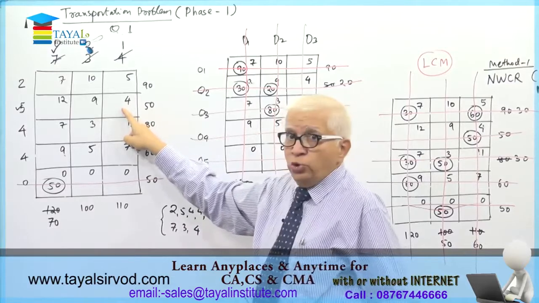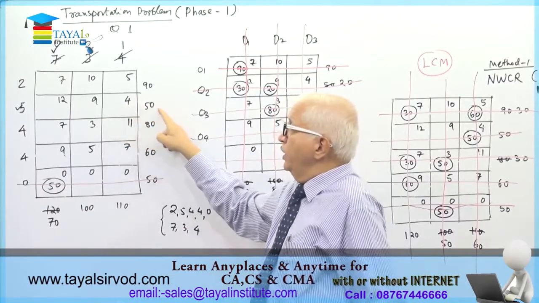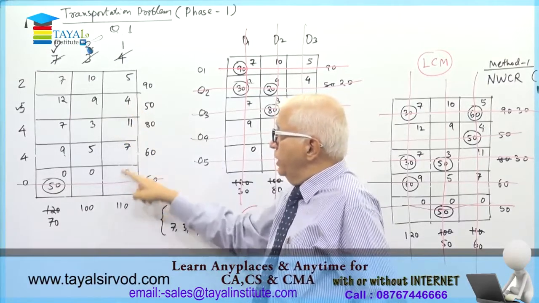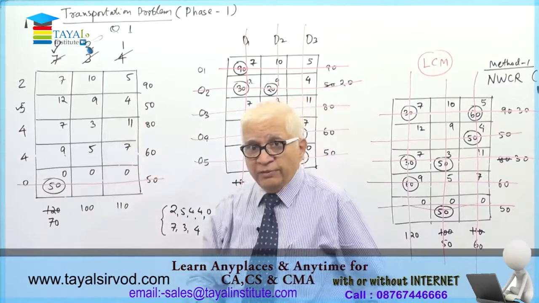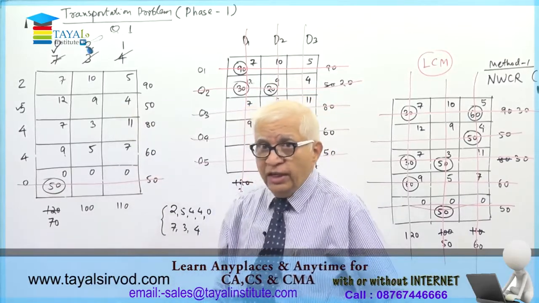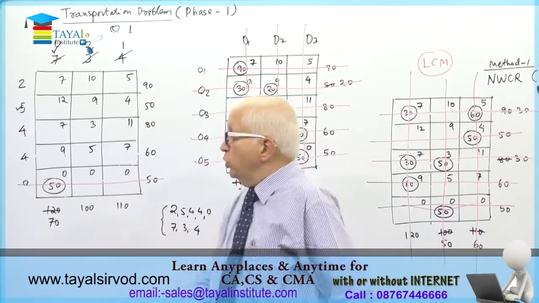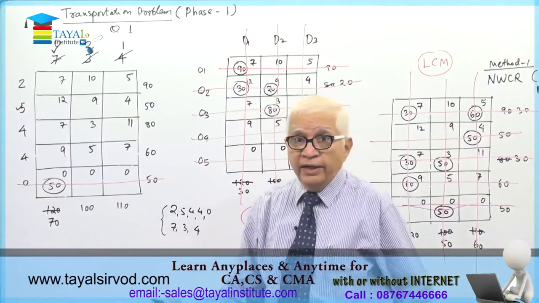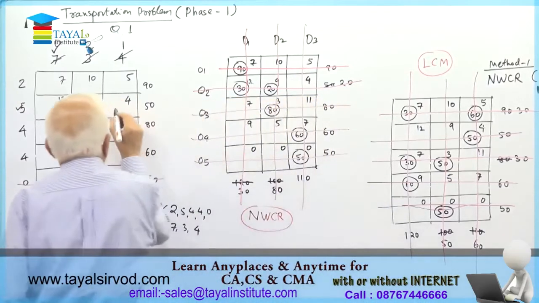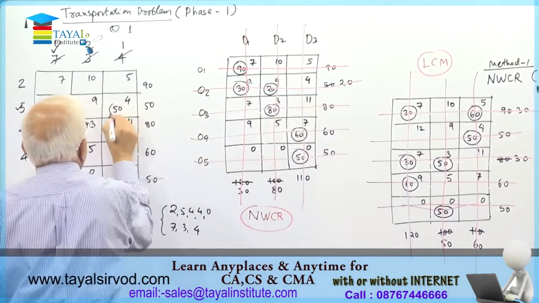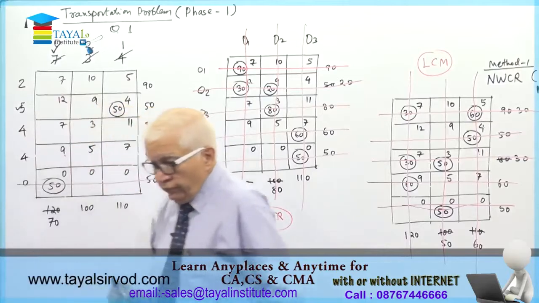Address of the cell is O2 D3. Availability at O2 is 50. Demand at D3 is 110. Therefore, the maximum allocation which I can make in cell O2 D3 is the lower between 50 and 110, that is 50. So, I am making allocation of 50.